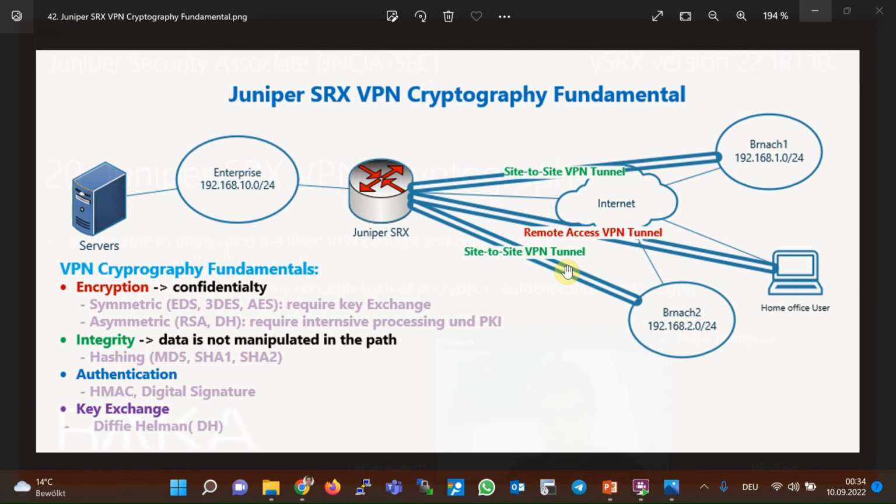We have two types of VPN communication, site-to-site and remote access VPN. With site-to-site VPN, communication between two or more locations in the enterprise is secured. With remote access VPN, home office and telework users are securely connected to the enterprise from anywhere over internet.